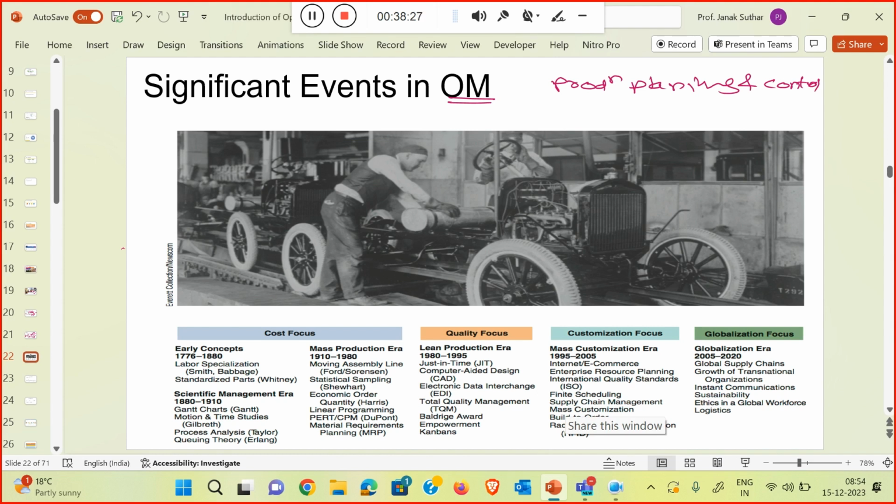When we talk about operations, we are talking about the processes which are responsible for providing the services as well as the goods. So it is applicable in both areas, the service sector as well as the production sector. If your company is goods based, then it is applicable. If your company is service based, then also it is applicable.